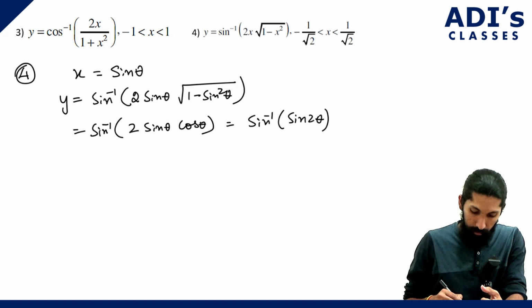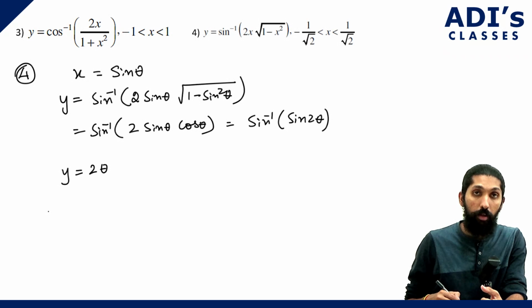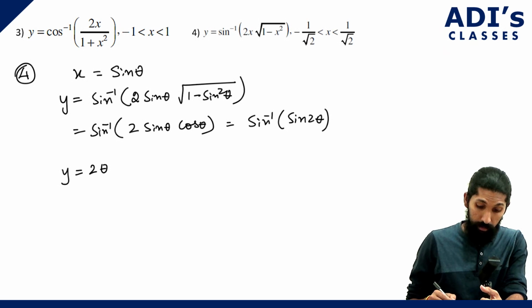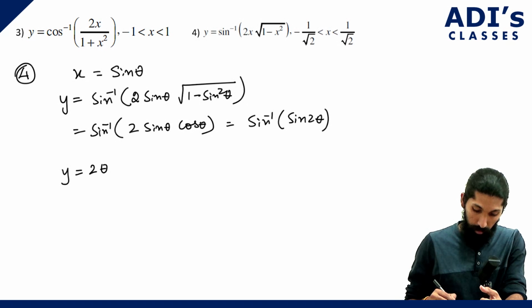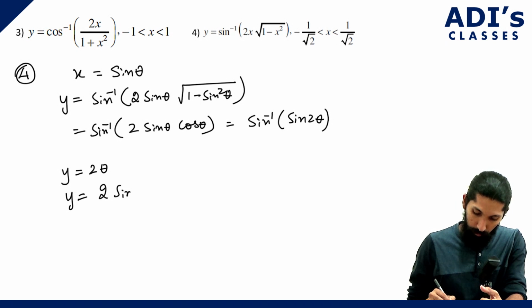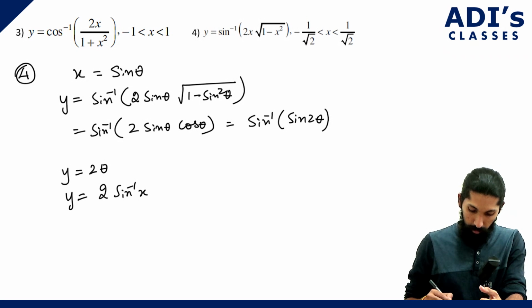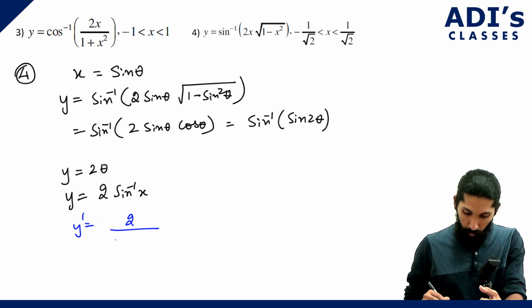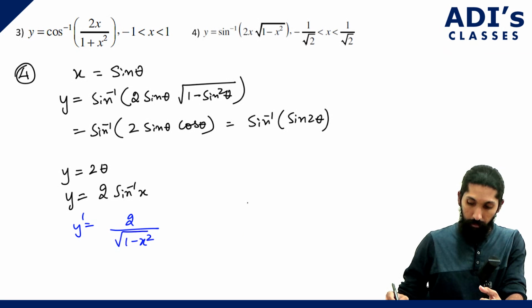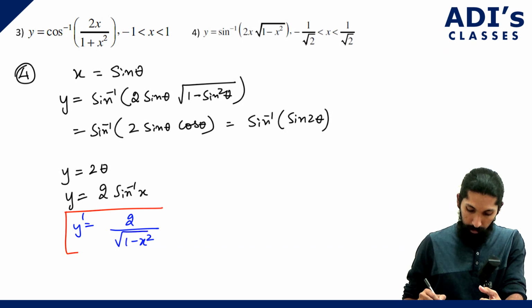So what do we get? We get y is equal to 2 theta. So what is theta, guys? Theta is sine inverse of x. So you get y is equal to 2 sine inverse x. Differentiate. You'll get y dash is 2 divided by root of 1 minus x square. Correct? So this is going to be the final answer.